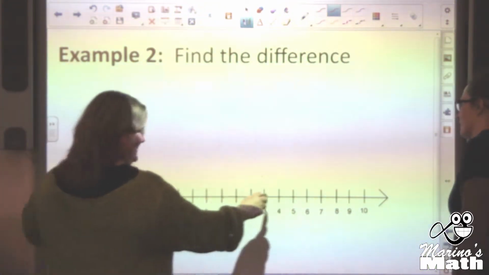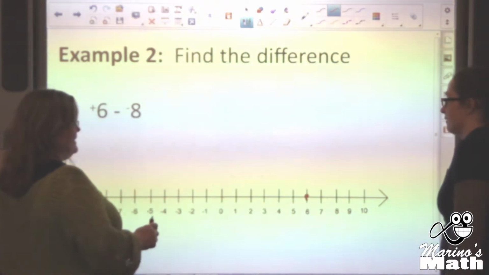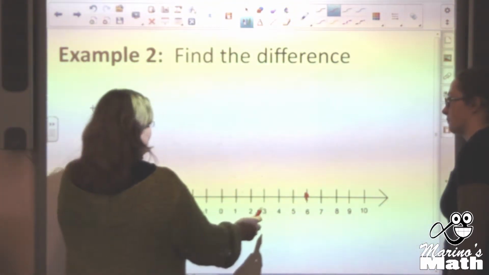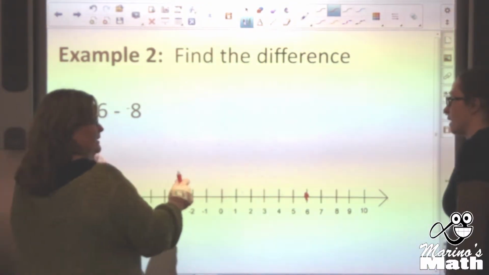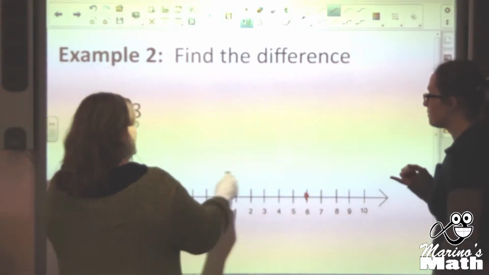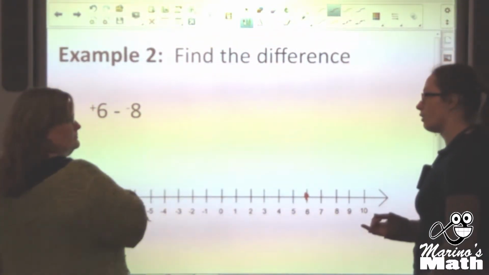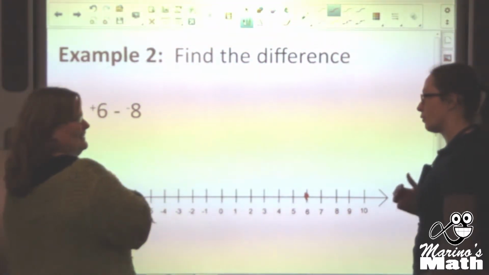Positive 6, we start right there. Now, this is where number lines confuse me. That's what gets tricky. It seems to me like every time you see a negative, you switch direction, right? Well, what I think about is that minus means I go left, but negative means I go left also. And you can't go left twice. So in math you end up going right.